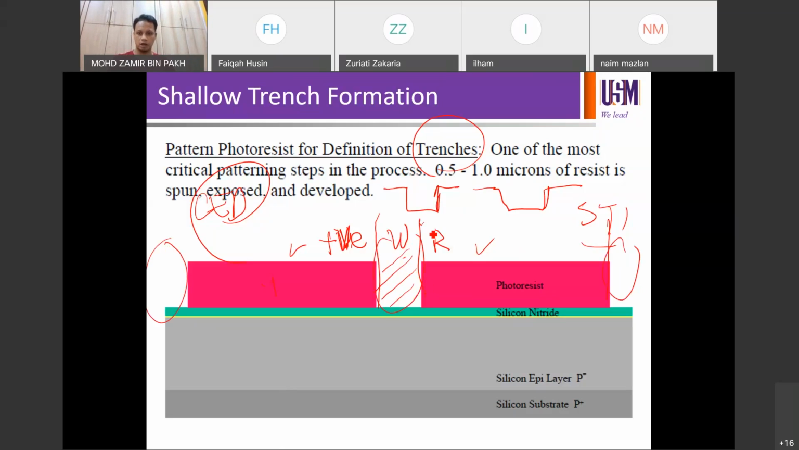So this one is blocked by the mask. Okay, so everything else is exposed. There is illumination, right? So that's how you do the patterning again.